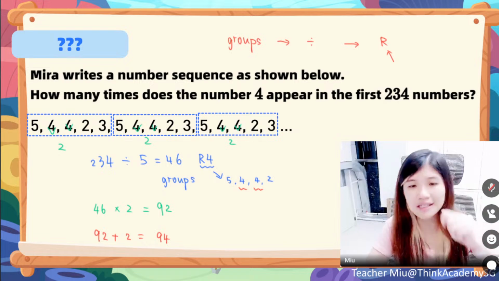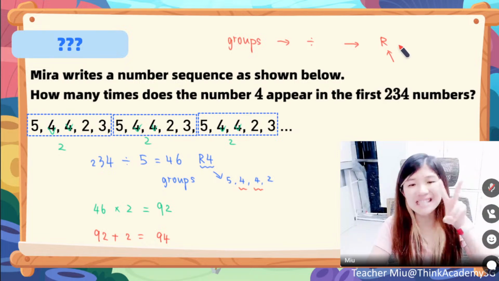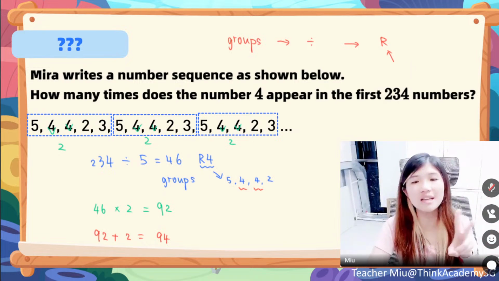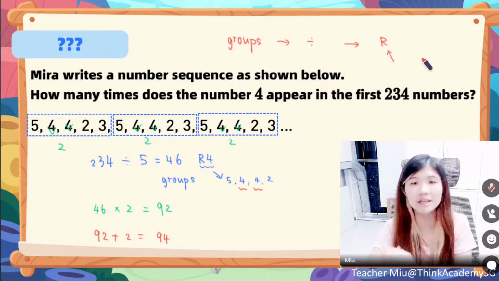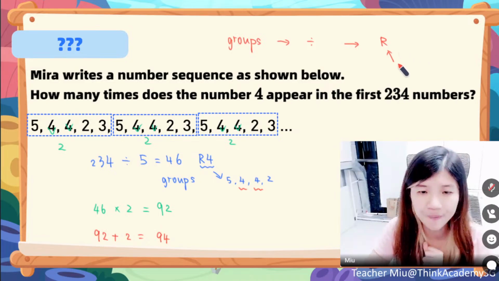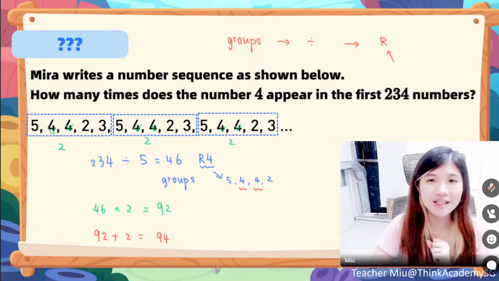Remainder 1 means the first one in the pattern group. Remainder 2 means the second one in the pattern group. If there isn't any remainder, that means everybody is in a completed group, which means the last one of the group. All right, so easy, right?